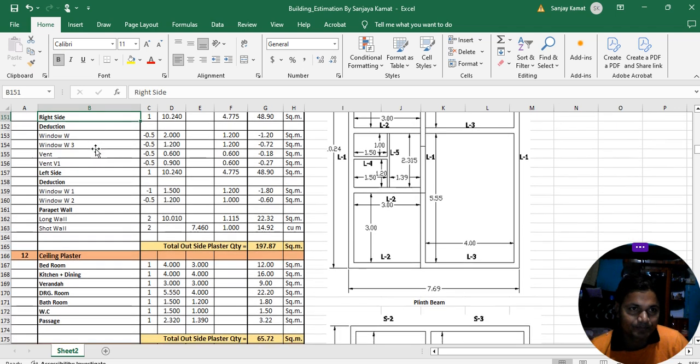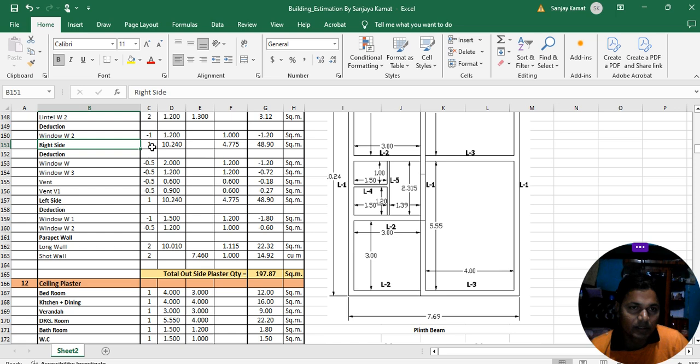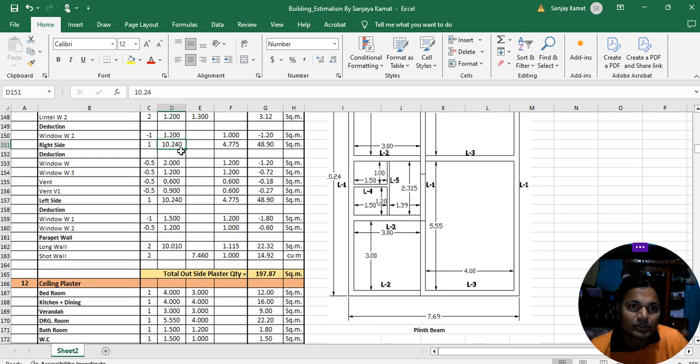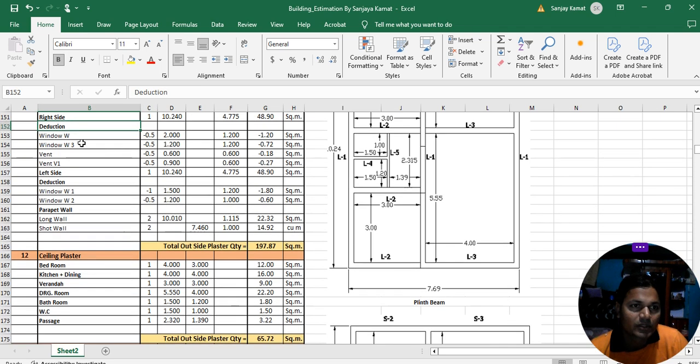Right side. The number of right side is 1, length is 10.240, and thickness is 4.775. After multiplying these three, we get 48.90 meter square. Deduction: now we are going to deduct the window W3 ventilation.